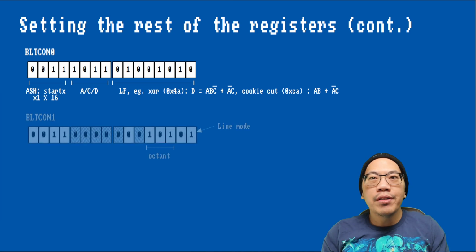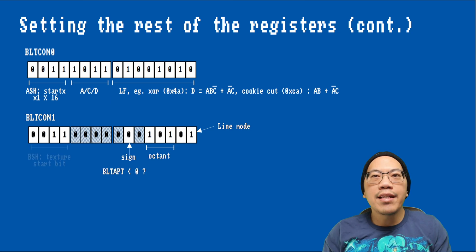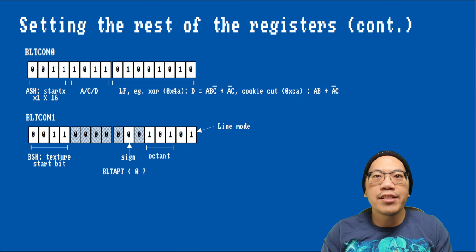As we've seen before, the blit_con1 register contains the line mode enable bit as well as the octant code bits. Furthermore, we have to set the sign bit when the value we calculated for blit A pointer was negative. At last, with the upper 4 bits, we set the position of the line pattern. Typically, we would just set it to the position of the first pixel of the line, which is stored in blit_con 0, but feel free to experiment.